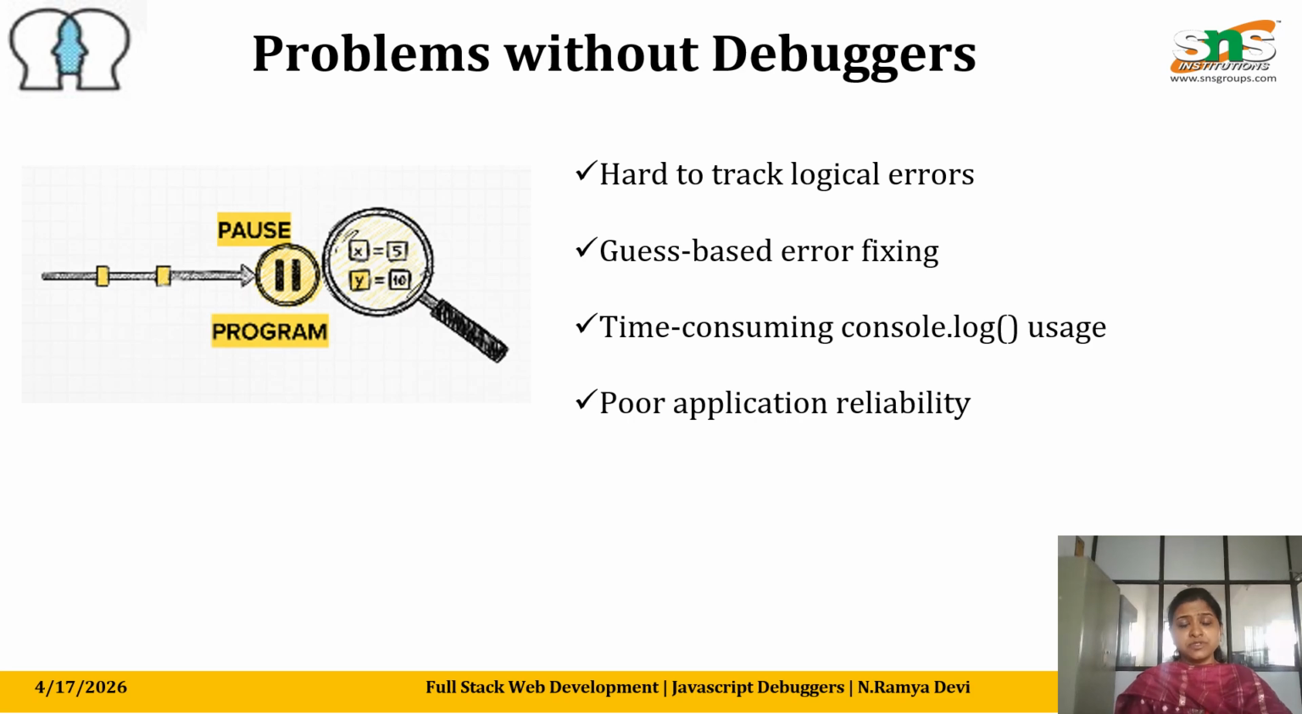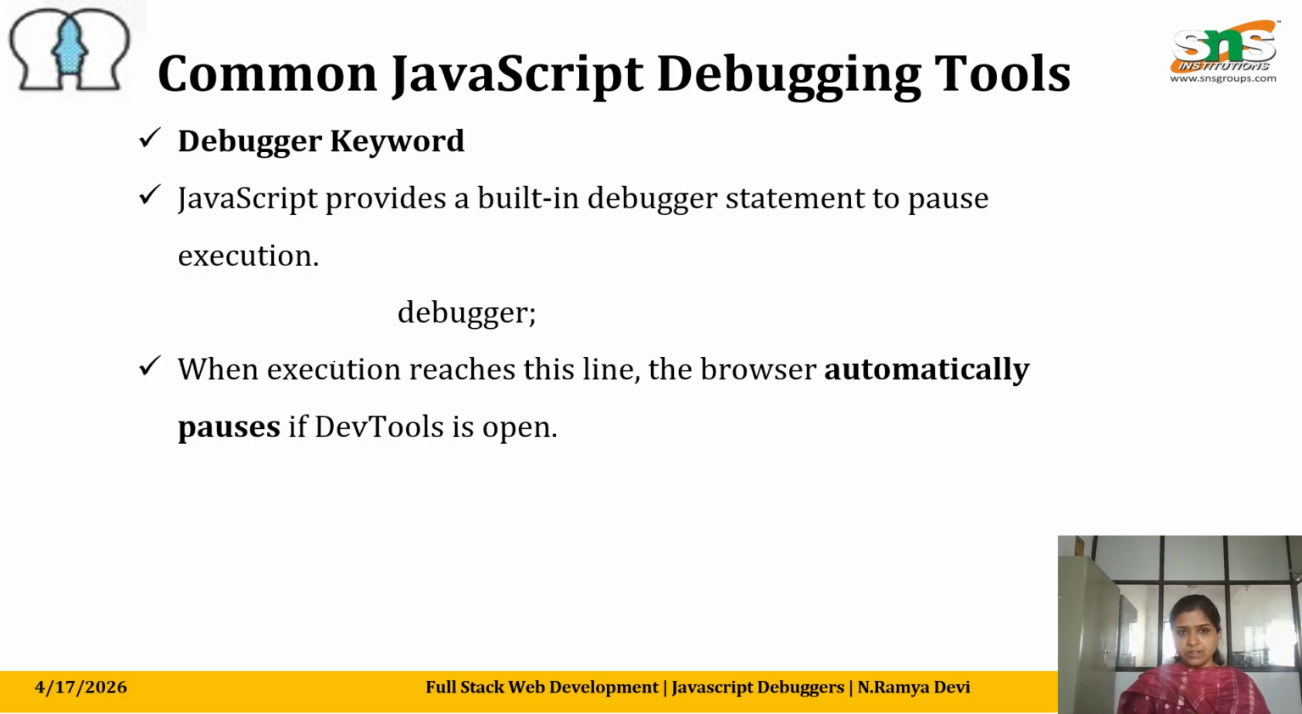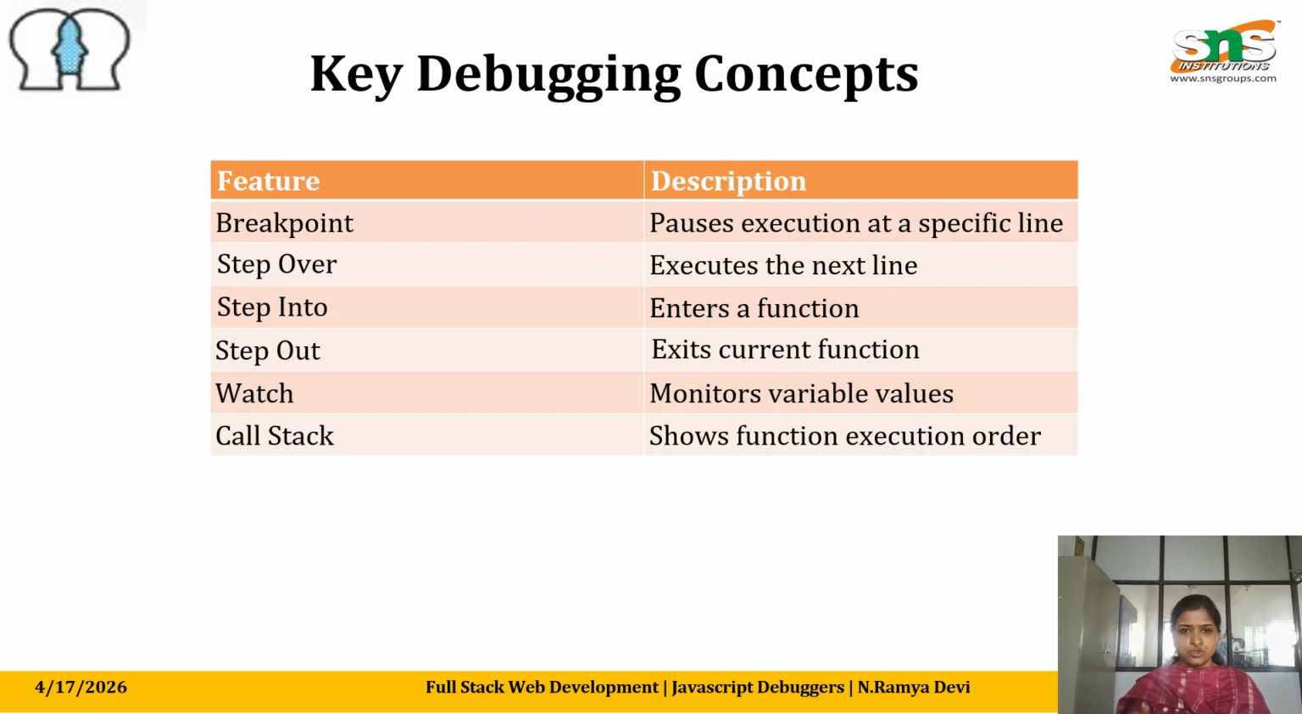The problems without debugging: it is very hard to track logical errors, and using console logs is time-consuming, because we have to go through the entire log information, leading to poor application reliability. We also have common JavaScript debugging tools. For example, in a JavaScript statement itself, we can use a debugger statement so that it will pause the execution. Whenever execution reaches this line, the browser automatically pauses if DevTools is open.